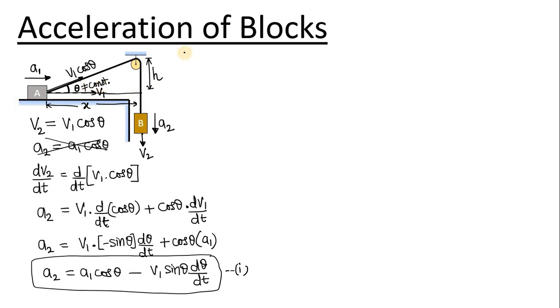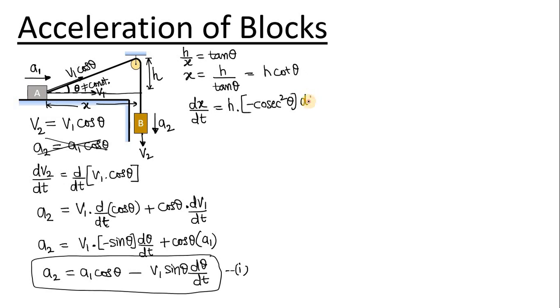From this right triangle we can write that h by x is equal to tan theta, or we can say that x is equal to h divided by tan theta, which is also equal to h into cot theta. Now we can differentiate this equation once again. dx by dt is equal to, h is a constant, just keep it here. Cot theta differentiation is minus cosec square theta. But because once again we are differentiating with respect to time, d theta by dt will again come into the picture.